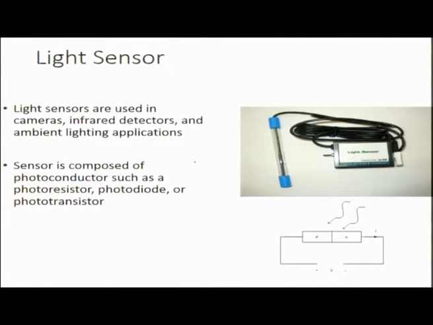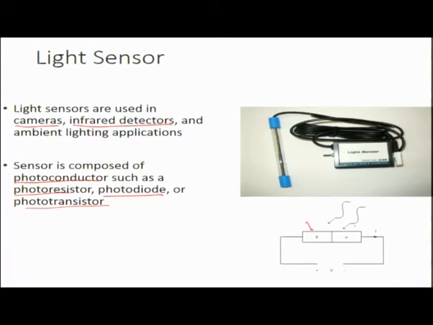Sensors can also be utilized for various light devices or devices which get actuated with light. For example, cameras or infrared detectors. Here the sensor is composed of a photoconductor, mostly something which gets actuated in terms of its conductivity through exposure to light. There could be a photoresistor or a photodiode or a phototransistor. All of these are amenable.